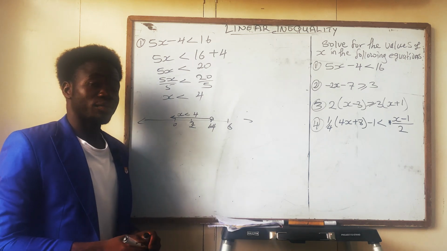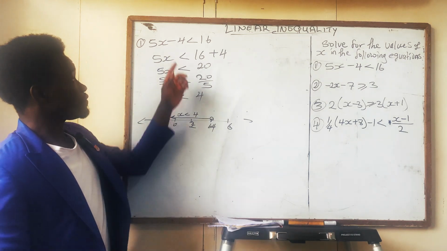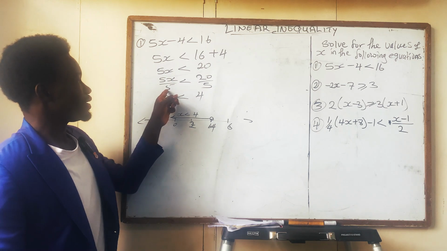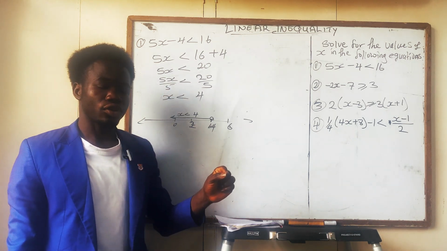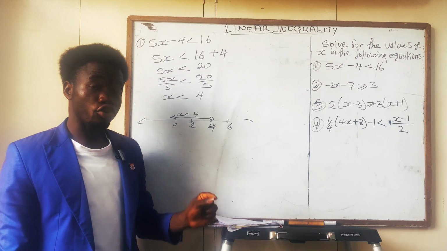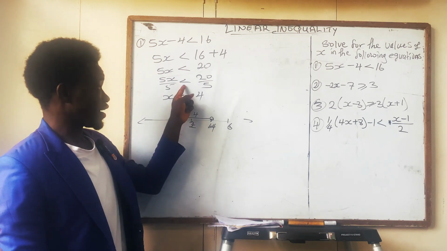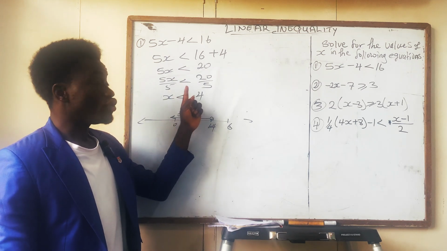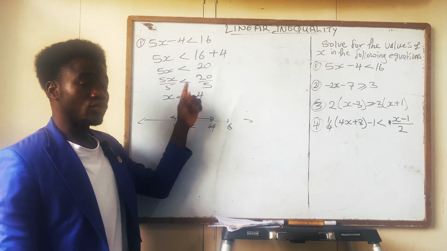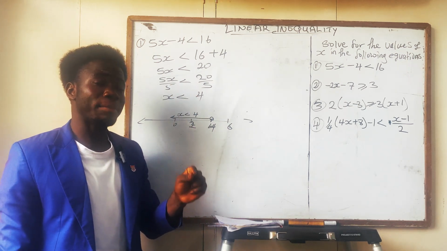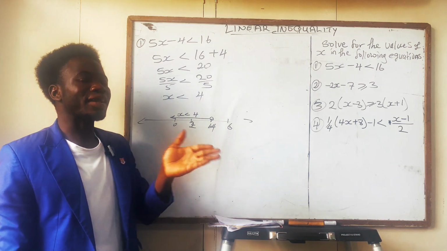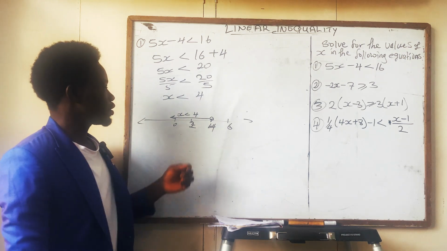Now let me explain some things here. If we were dividing through by a negative or multiplying through by a negative, when you multiply through by a negative or you divide through by a negative, this sign here will change. So if it is less than, it will change to greater than. If it is greater than, it will change to less than. That is when we are multiplying by a negative or dividing by a negative.